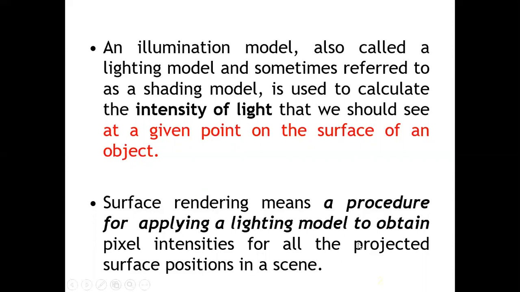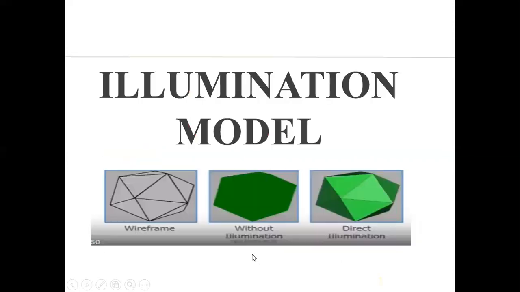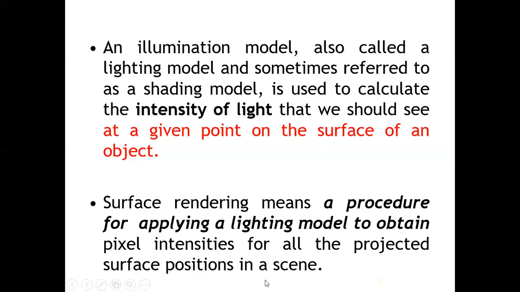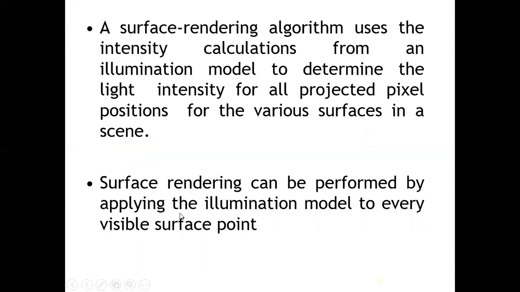So surface rendering means what? It is a procedure where we are applying a light in order to obtain pixel intensities, because every picture is considered in terms of pixels in computer graphics. So what is the pixel intensity for all the projected surface positions in a scene? In order to identify the pixel intensities, we make use of the concept of surface rendering here.